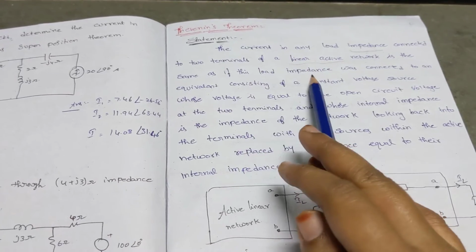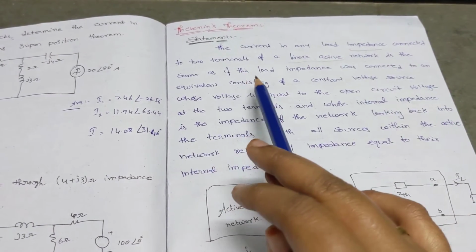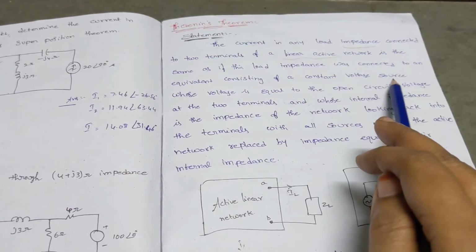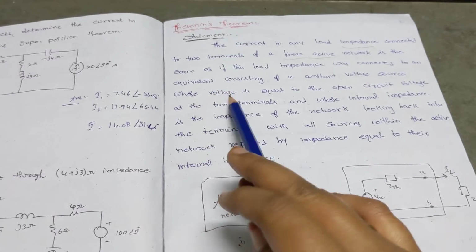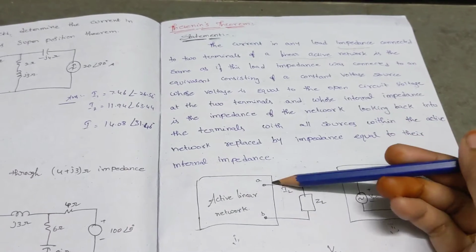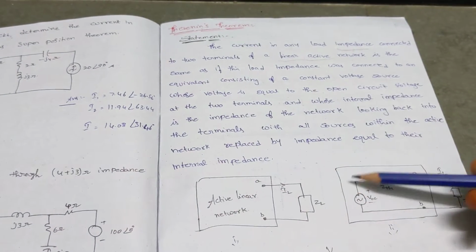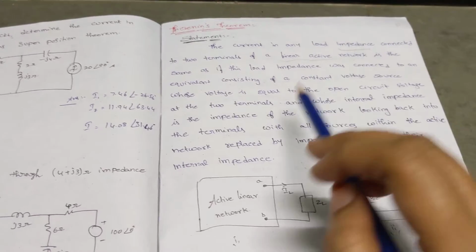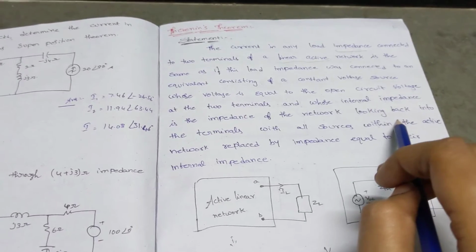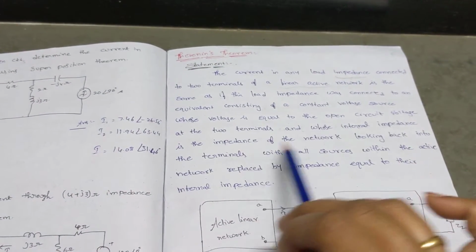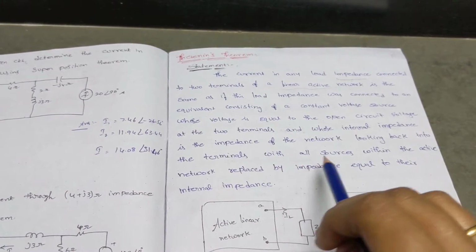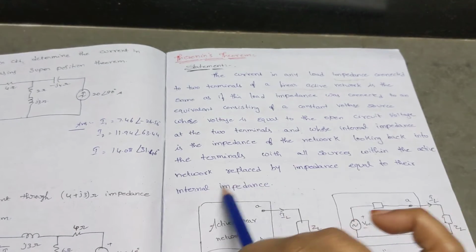It is the same as if the load impedance was connected to an equivalent circuit consisting of a constant voltage source. So what is this constant voltage source? Its voltage is equal to the open circuit voltage at the two terminals. At the same time, its internal impedance is the impedance of the network looking back into the terminals, with all sources within the active linear network replaced by an impedance equal to their internal impedance.